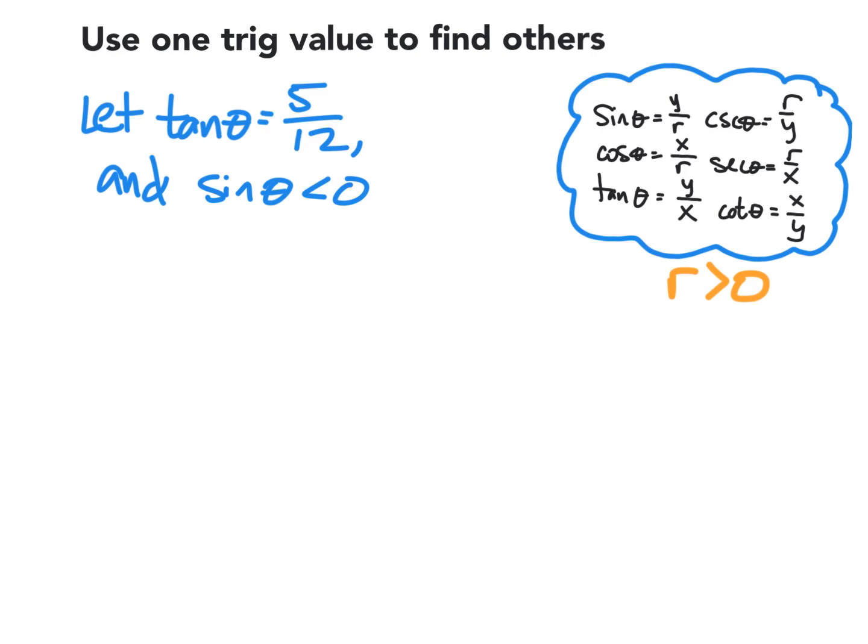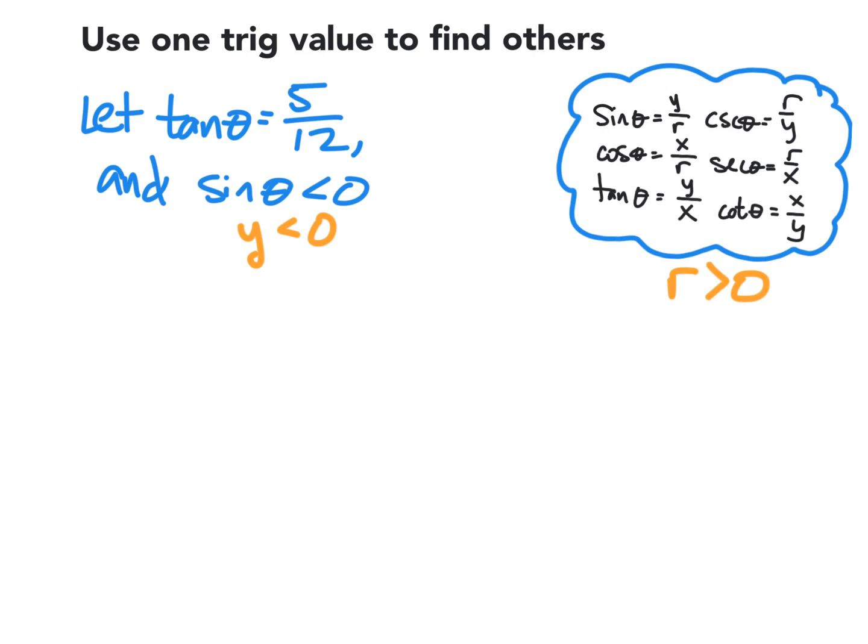All right, in these last two examples, we're going to use one trig value to find others. And to do this, we're going to have to remember our rules. You know, the sine is like y over r and such, and that r is greater than 0. So, look, let tan equal 5 over 12, and the sine of theta is less than 0. Well, remember, so I look over here. If the sine of theta is less than 0, then the y must be negative since r is always positive.